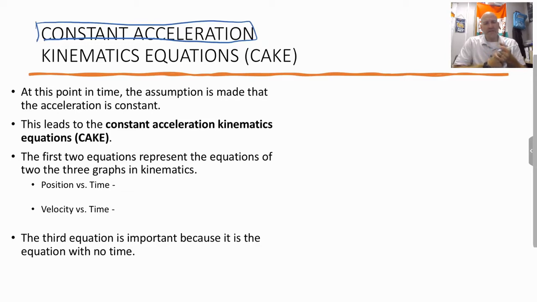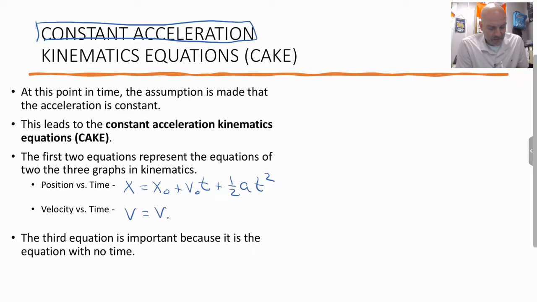So the first two equations that we focus on here in CAKE are the equations of two of the three graphs in kinematics: the position versus time graph and the velocity versus time graph. For position versus time, if we have a constant acceleration, we know that is a quadratic equation. And if we have a constant acceleration, we know our velocity versus time graph is a sloped line.